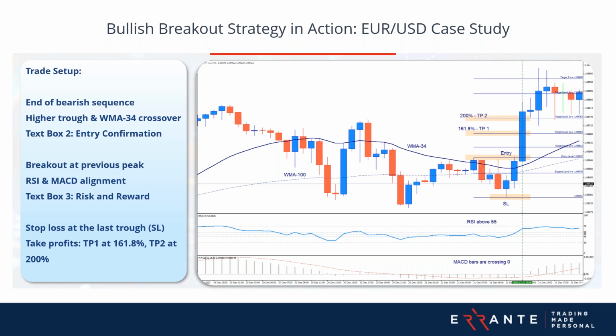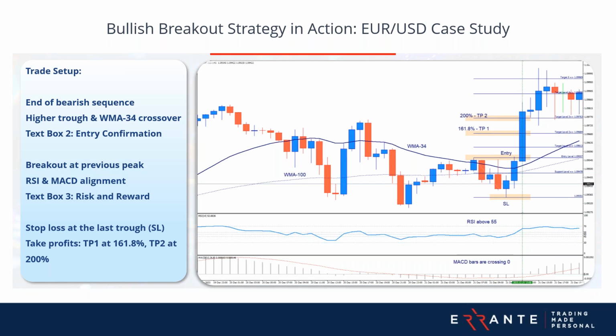Then let's look at our confirming signs or signals that we have for our entry point. Our entry point is confirmed when the price action breaks through the last established peak. This bullish breakout is substantiated by the RSI climbing above 55, indicating a shift into the buying zone, and the MACD bars crossing the zero line, both heralding a strengthening bullish sentiment.